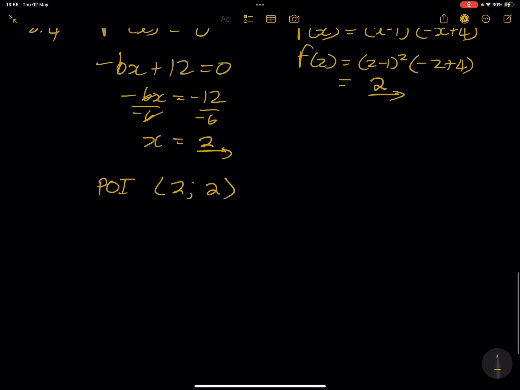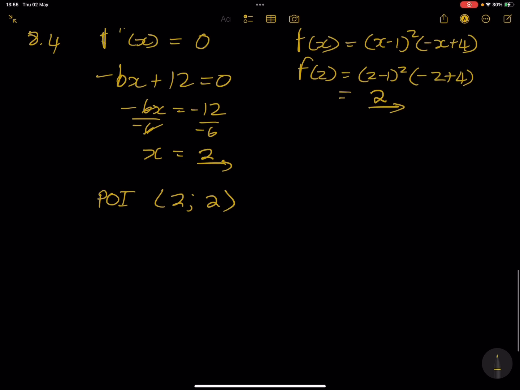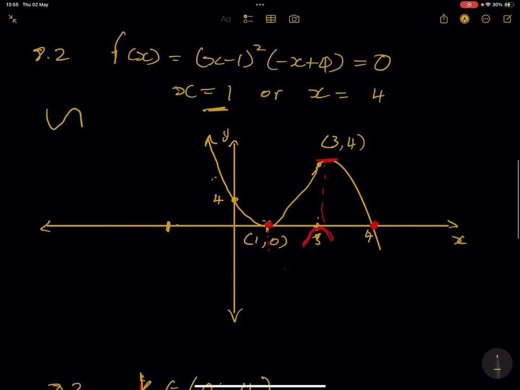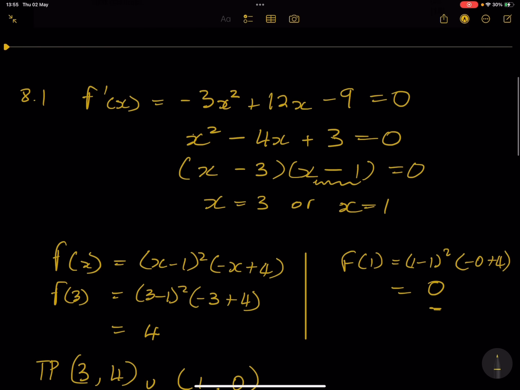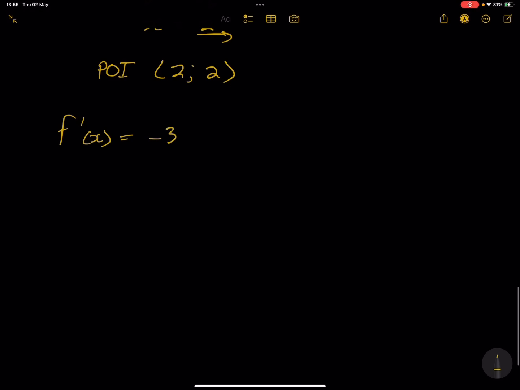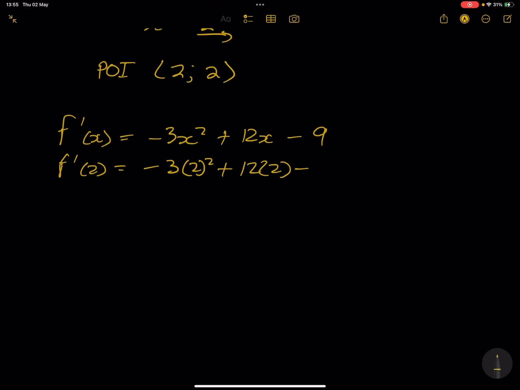So what we're going to do is we're looking for the derivative, in this case, at x is equal to 2. So f prime, that will give us the gradient. We said our f prime is minus 3x squared plus 12x minus 9. And we know in this case we're looking for the derivative where x is equal to 2. So that's minus 3 times 2 squared plus 12 times 2 minus 9.